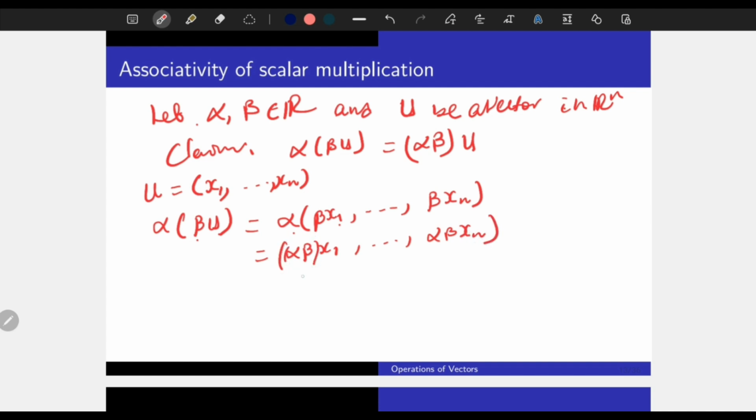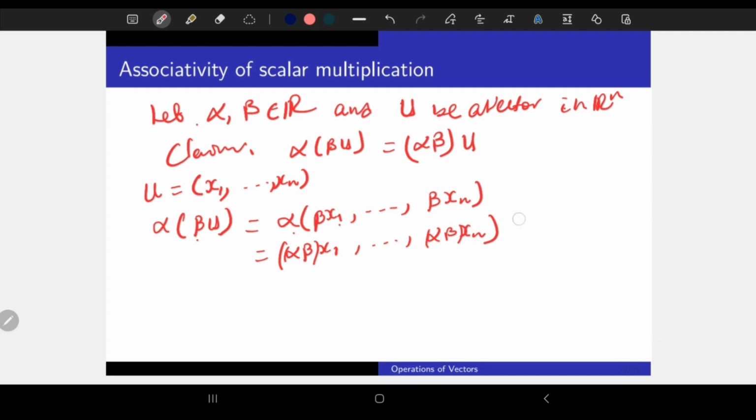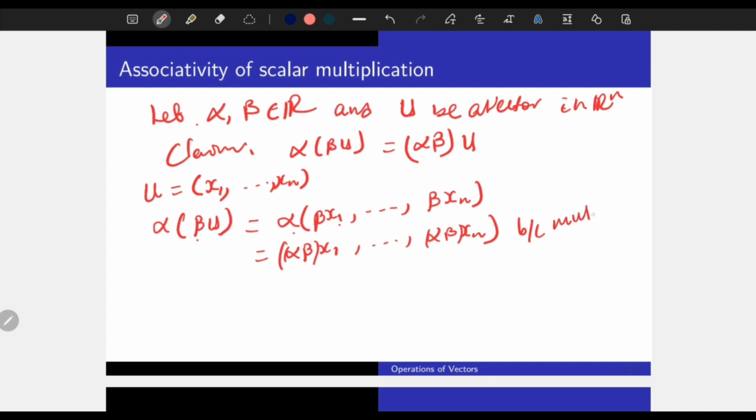This is because multiplication in the set of real numbers is associative. So since it's associative, we can take out this alpha times beta and remain with these coordinates x1 to xn, which is the same as alpha times beta times u.